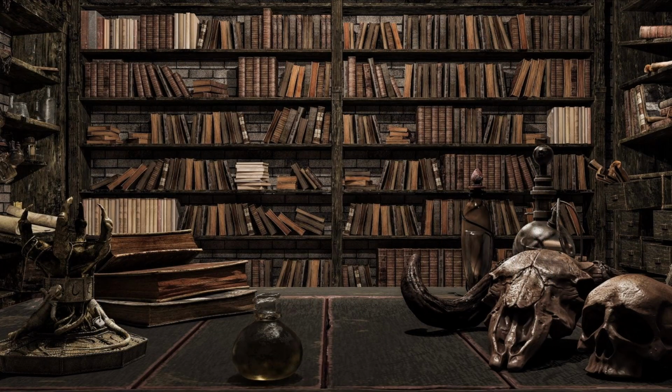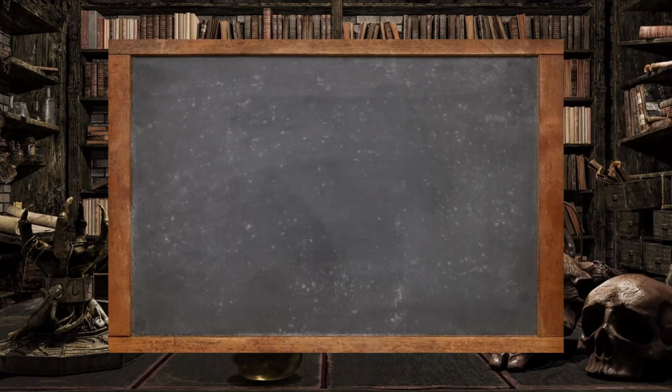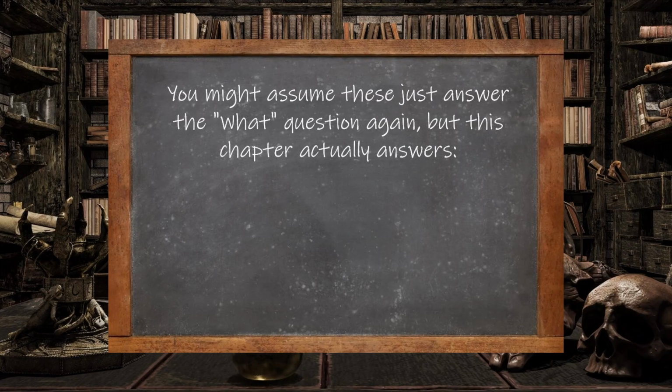Finally, jumping back a bit to Chapter 4, Creating NPCs, the Villains section adds more detail to your big bad evil guy by determining what their objective is in detail, what methods they'll use to achieve that goal, and what their potential weakness is that the players can exploit. At first glance, this section just re-answers the what question.